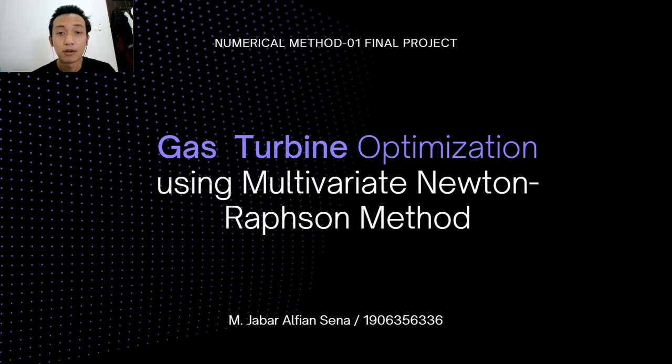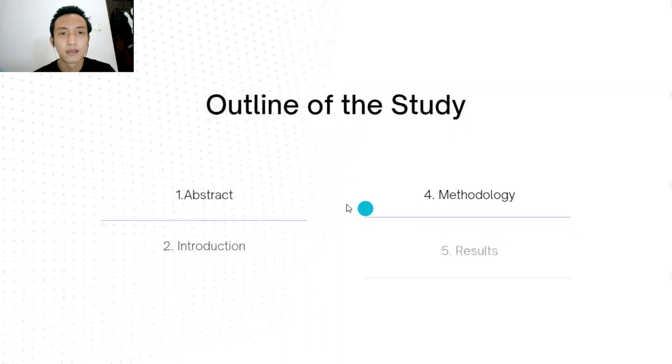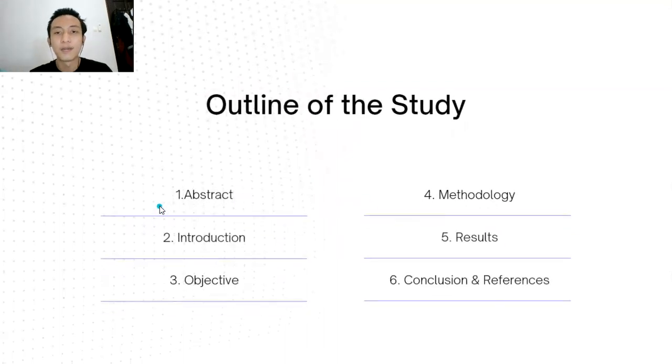Okay, let's jump to our next slide. The outline of my study is: first, the abstract; second, the introduction; third, the objective; fourth, the methodology; fifth, the results of my study; and sixth, my conclusion and the references I use in this study.